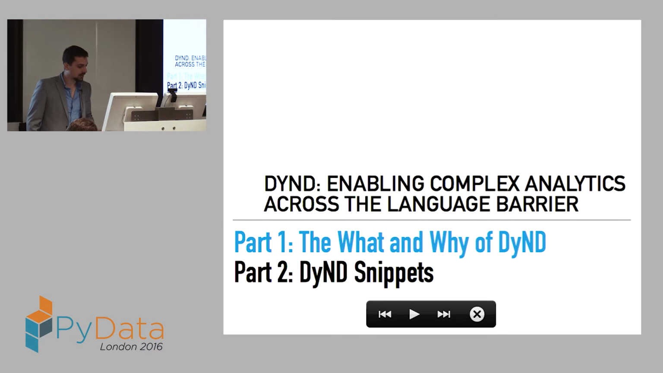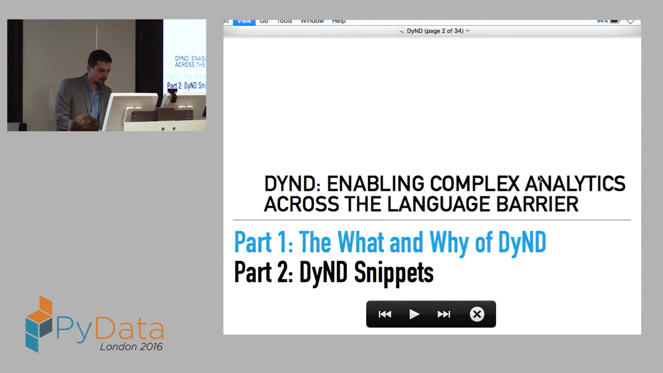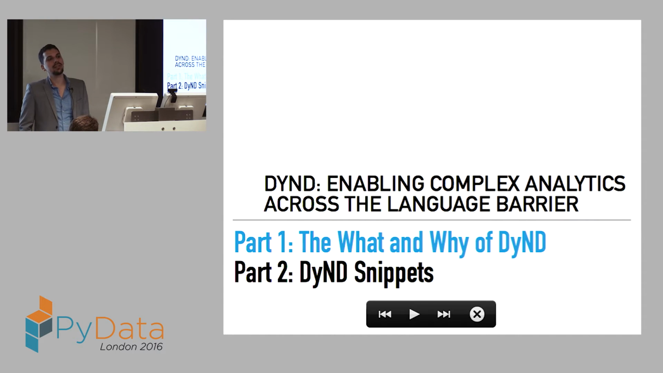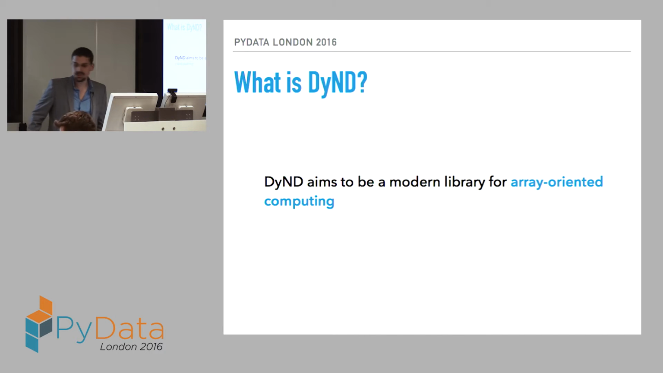And so I've split this talk into two parts. The first is the what and why of DyND. So that's going to be DyND at a high level. We're going to talk about why it exists, why we're doing it, what we're doing. And the second is I'm just going to show you some code snippets of the kinds of things it can do. So what is DyND?